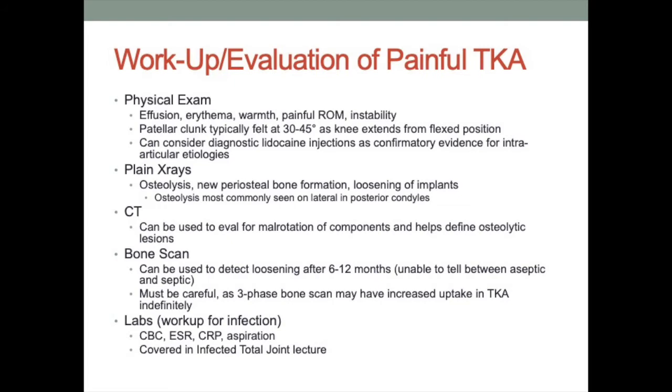Labs, really what you're doing with those is trying to rule in or out infection: CBC, ESR, and CRP, and then finally aspiration. There are many different things now to evaluate for periprosthetic infection, including alpha defensin, some of the interleukins, leukocyte esterase, all kinds of things that will be covered in another presentation solely based on periprosthetic joint infections.